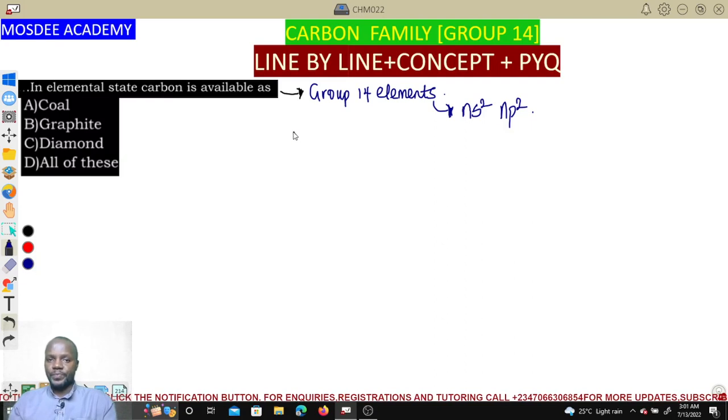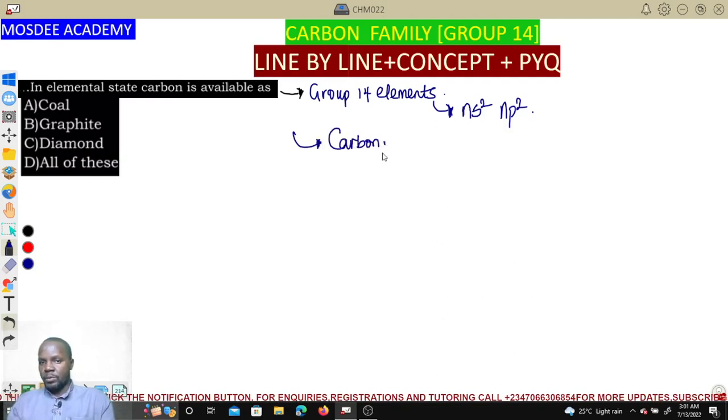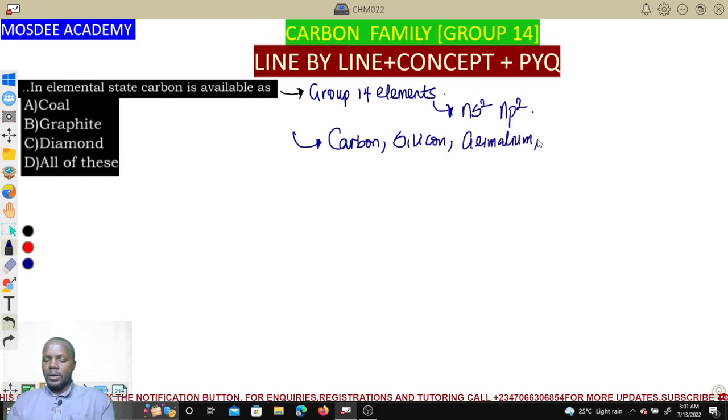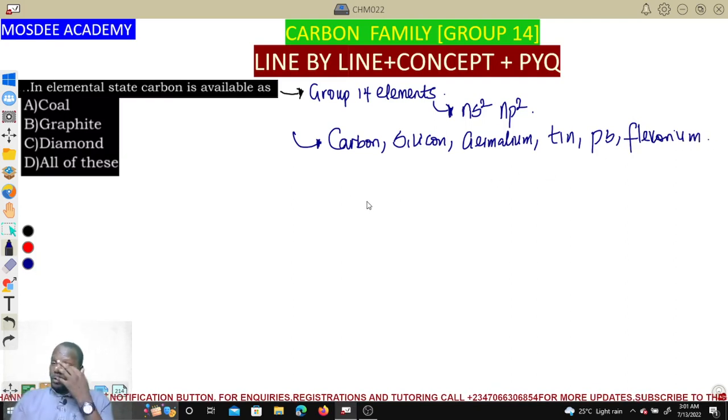The group members: carbon is the first in the group. Silicon will be the next, followed by germanium. Then you have tin. Then you have lead, which is Pb. I'm just writing it like that; you can write it in another way. And you have the one they call flerovium. I hope my spelling is correct, but that is the way we call it. Flerovium.